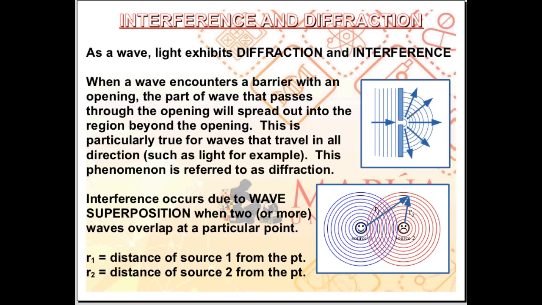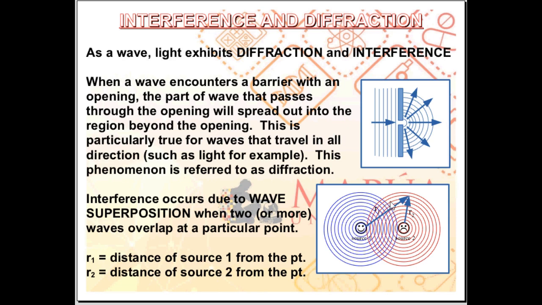Interference occurs due to wave superposition. Superposition of waves happens when two or more waves overlap at a particular point. For instance, you have source 1 and source 2, say light sources. Light source 1 emits light in all directions, and source 2 also emits light in all directions.